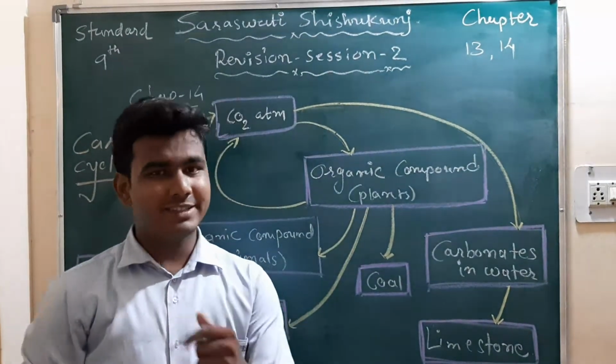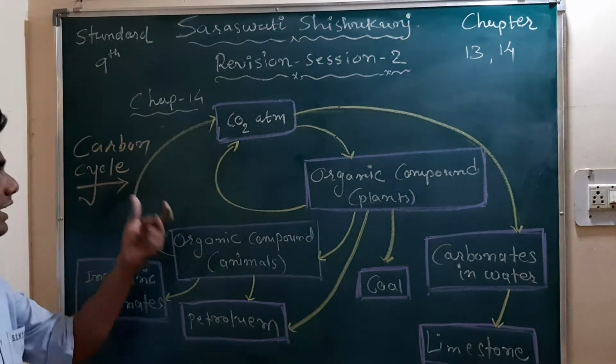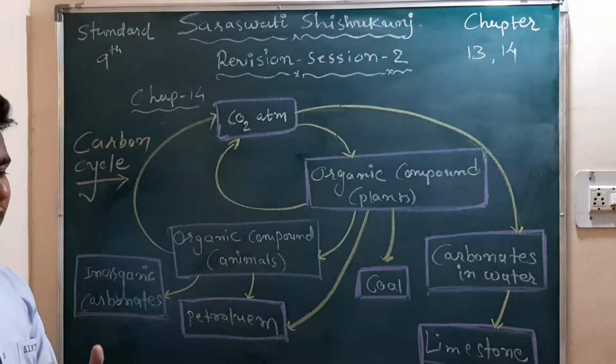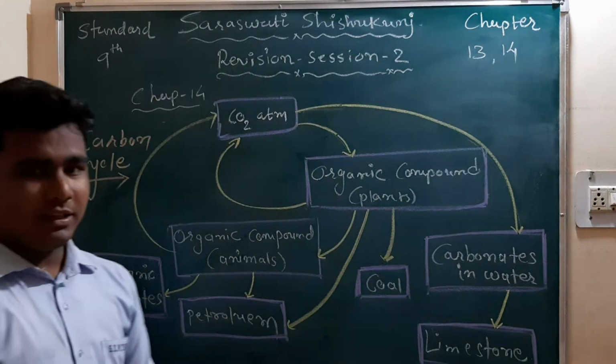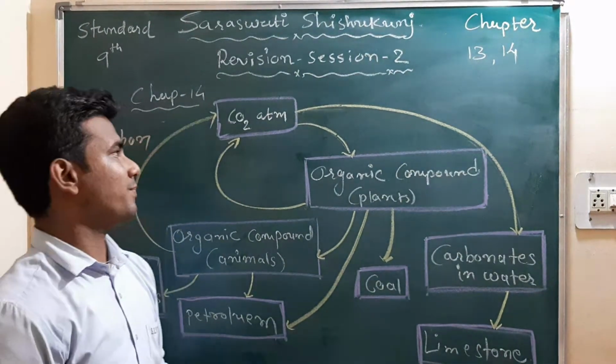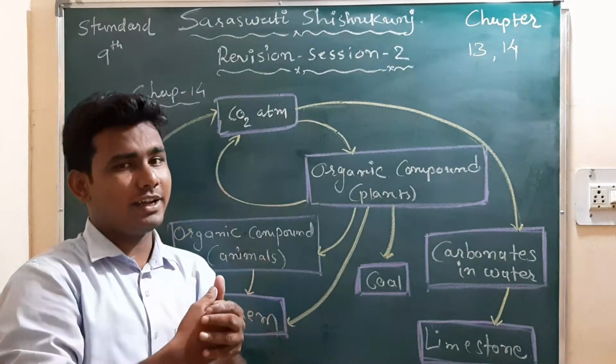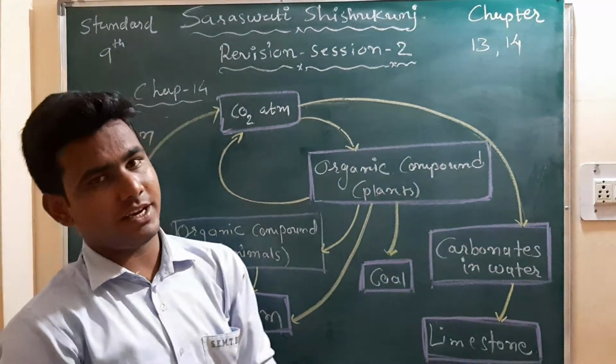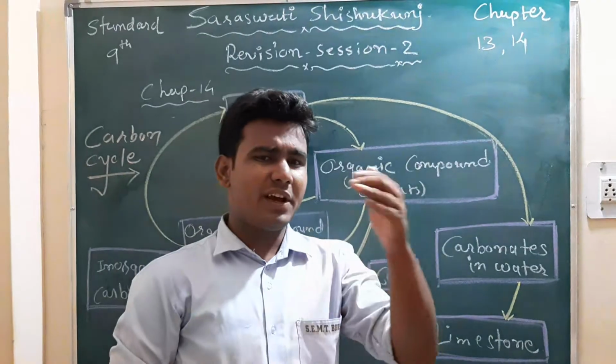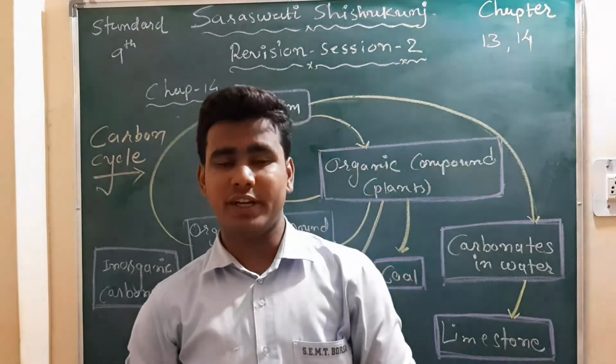Now let's discuss the carbon cycle. Let's see how the carbon cycle works, how it proceeds. So first, at the initial stage, we can start thinking about carbon dioxide which is there in the atmosphere. We know that carbon dioxide is at a very small portion in the atmosphere.